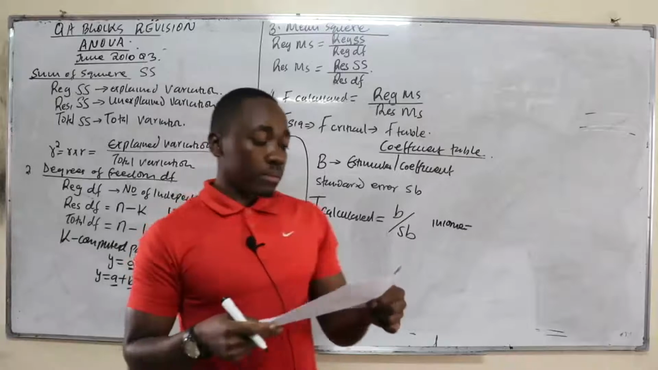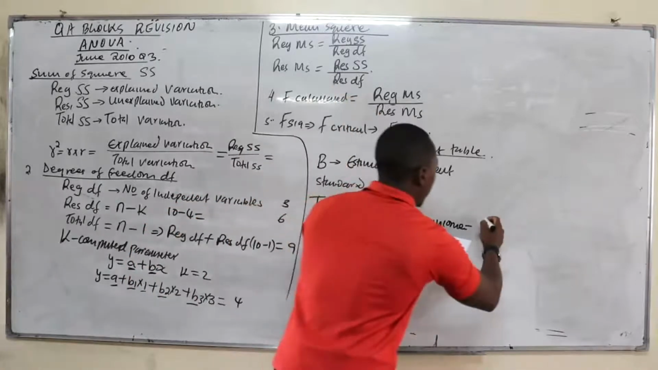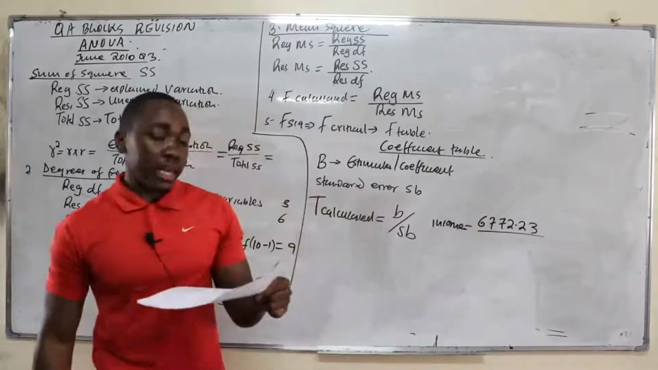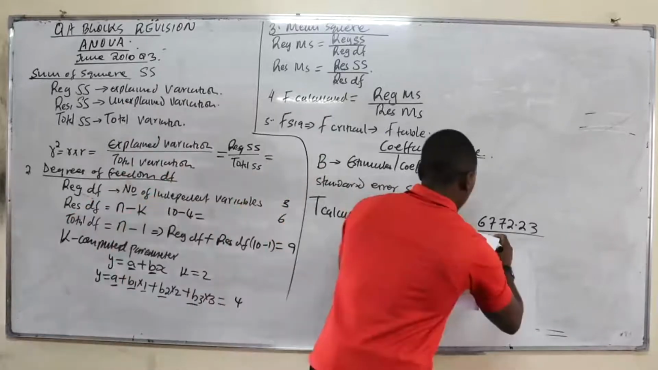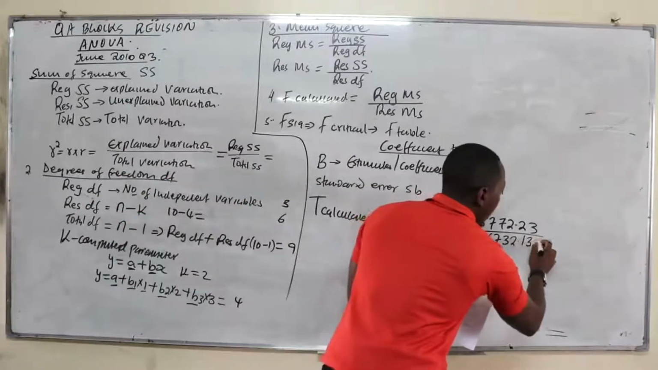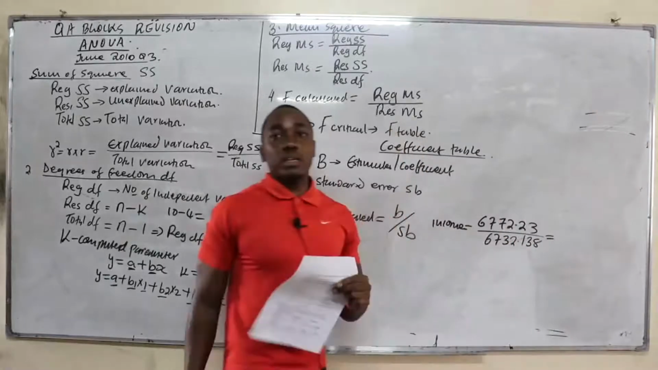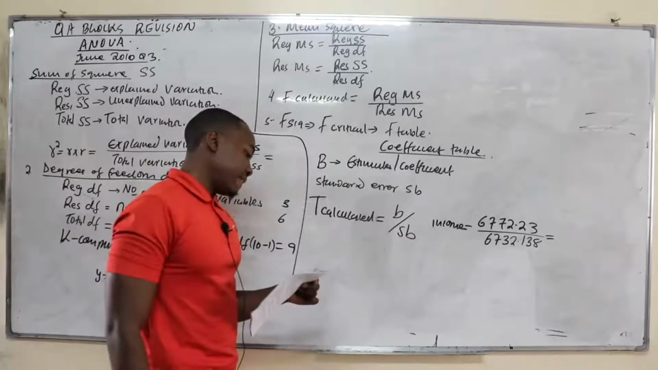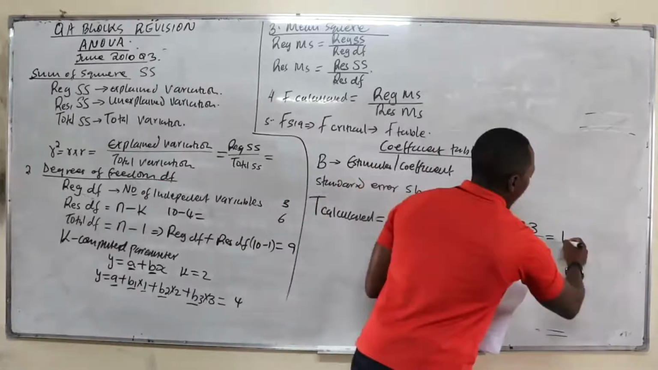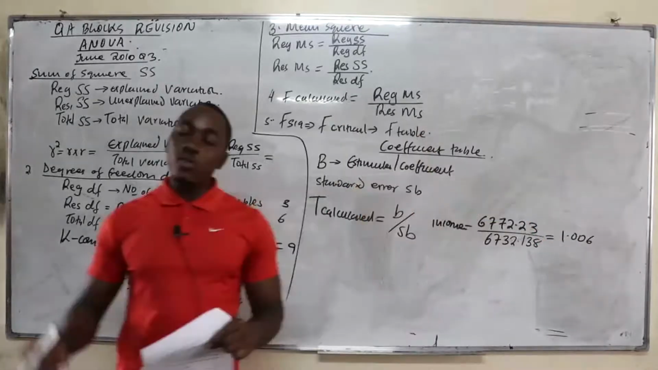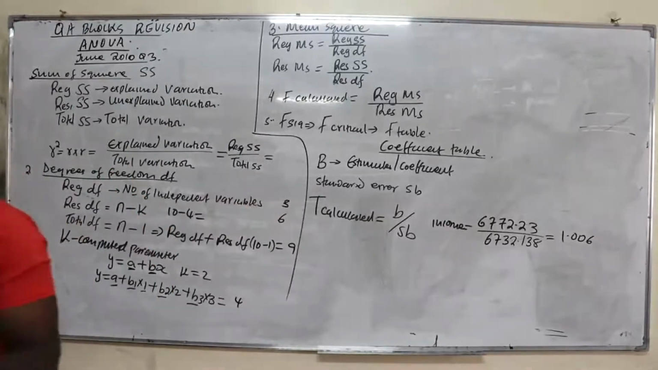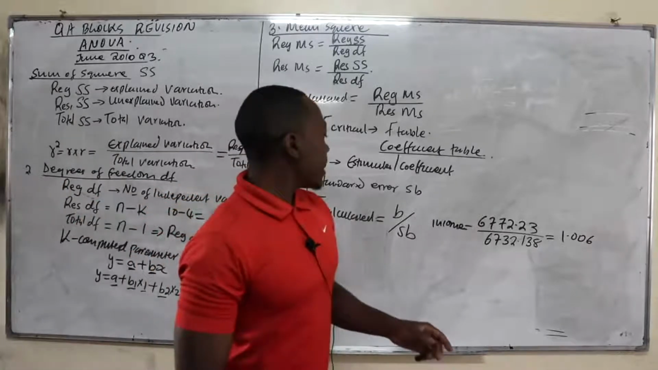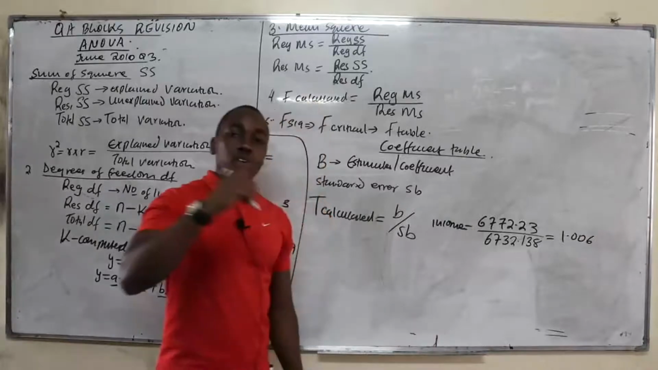Give me B for income. 6772.23. You divide by SB. Its standard error is how much? 2.138? Can you compute that? You're getting 1.006. Can you confirm this? That's what you have in your T column. Is that the same? Yes. And this is an important formula you need to note: to get T is B over SB.